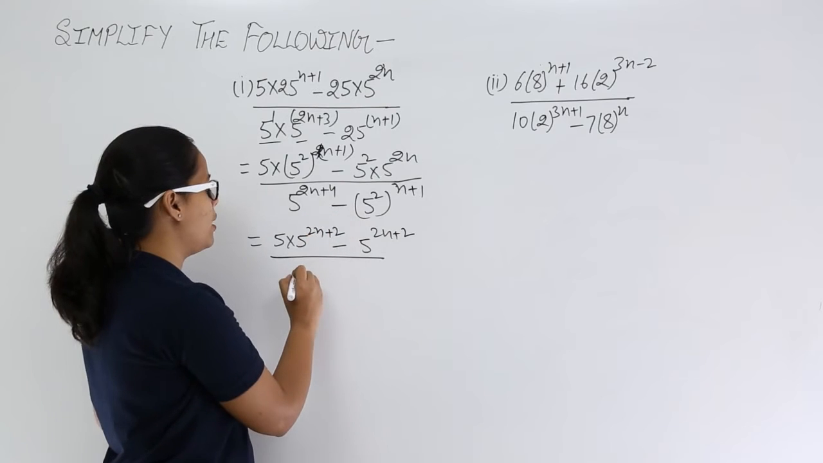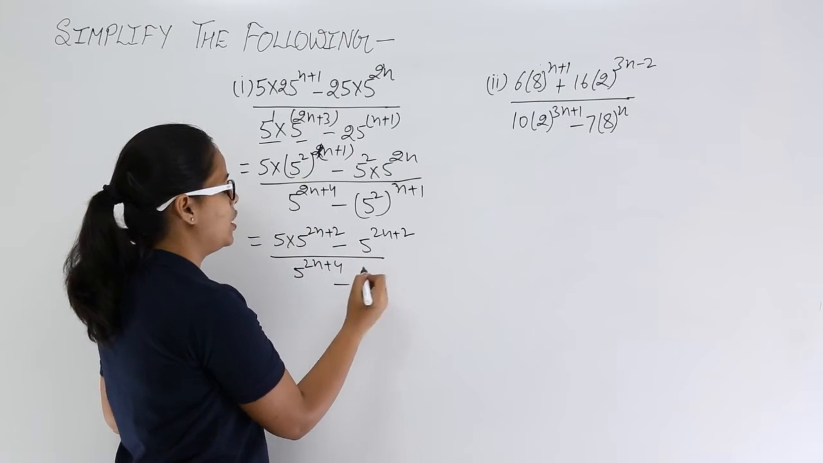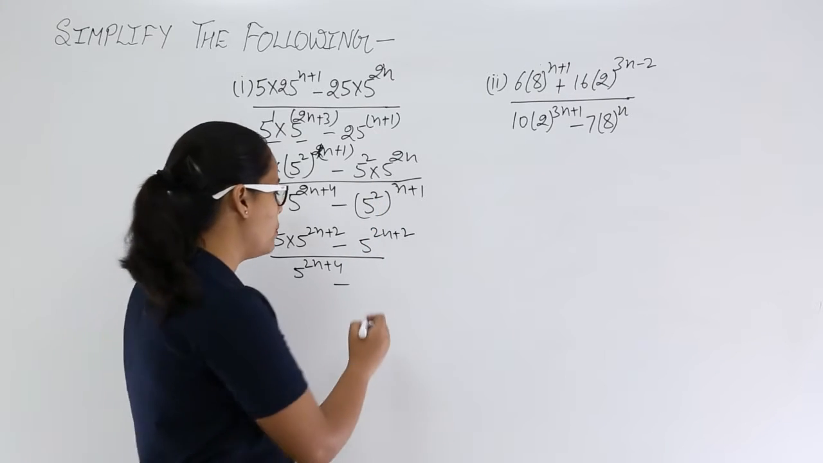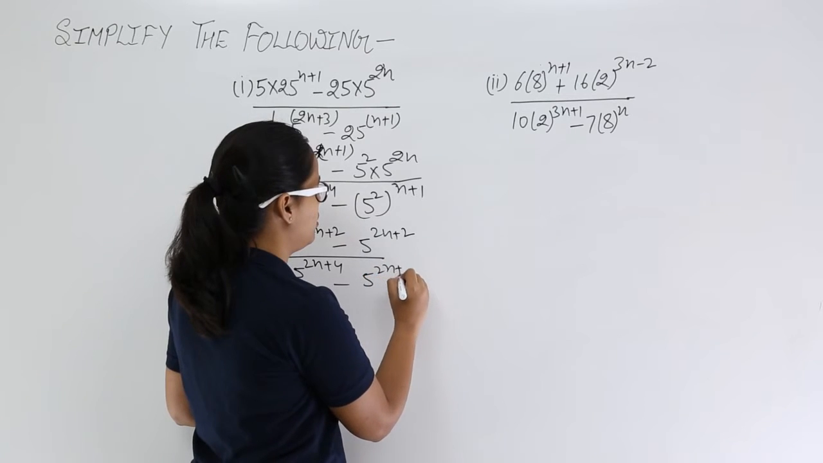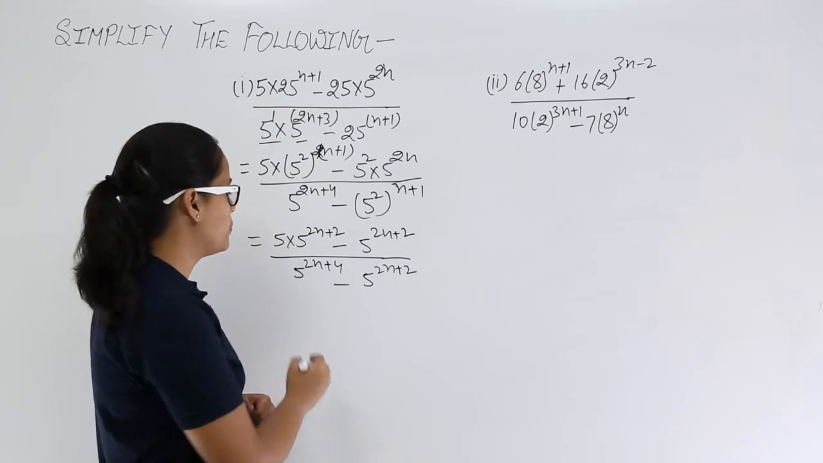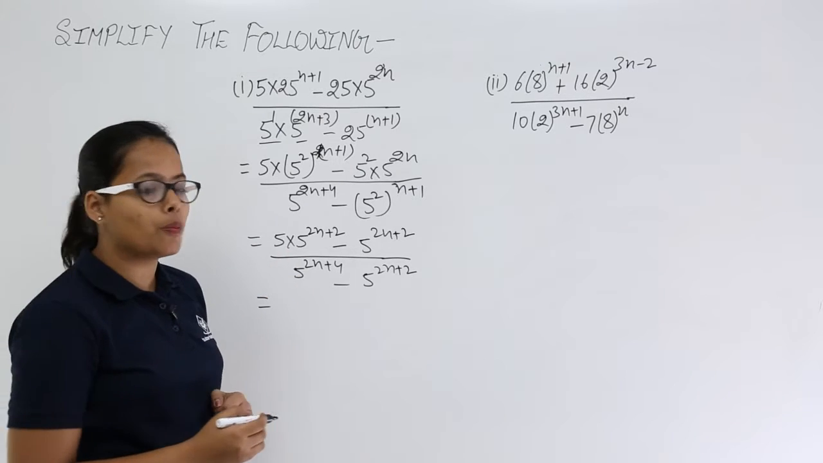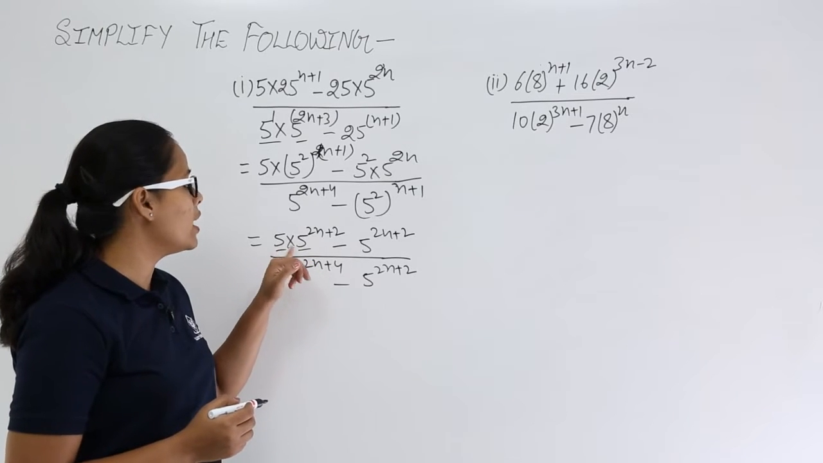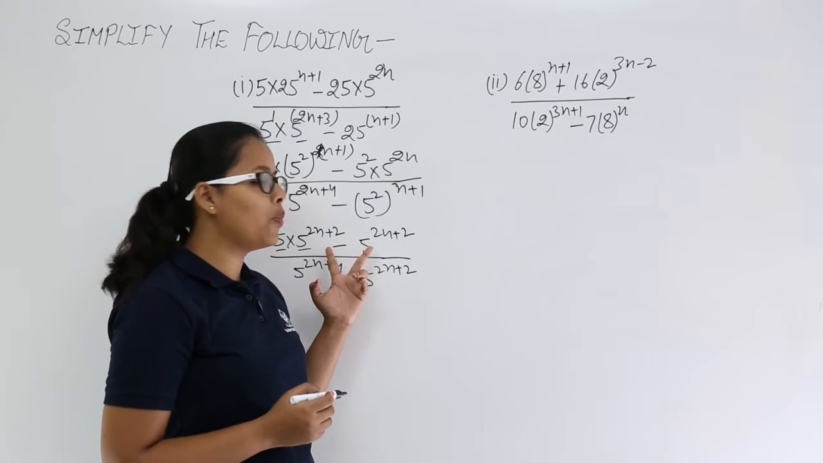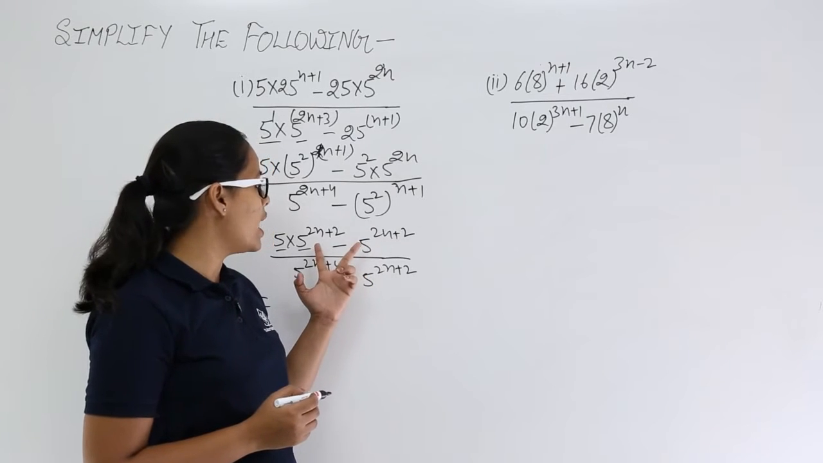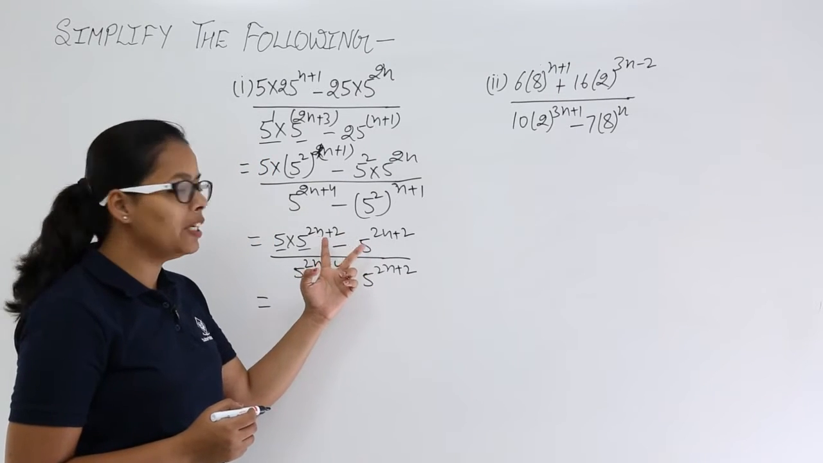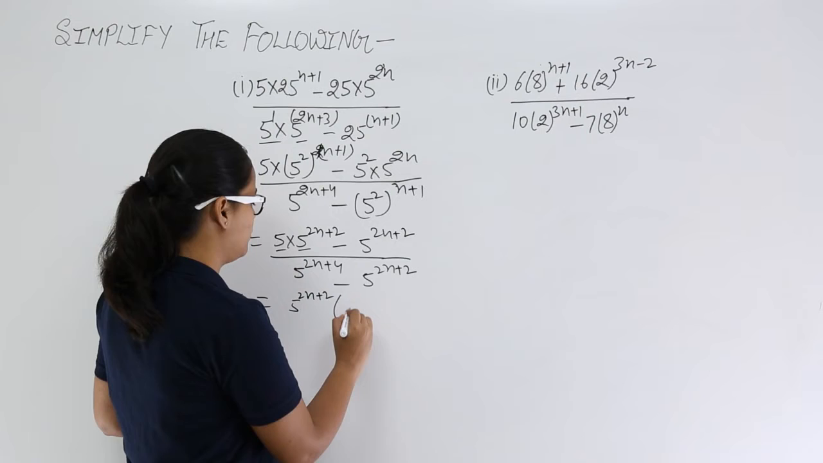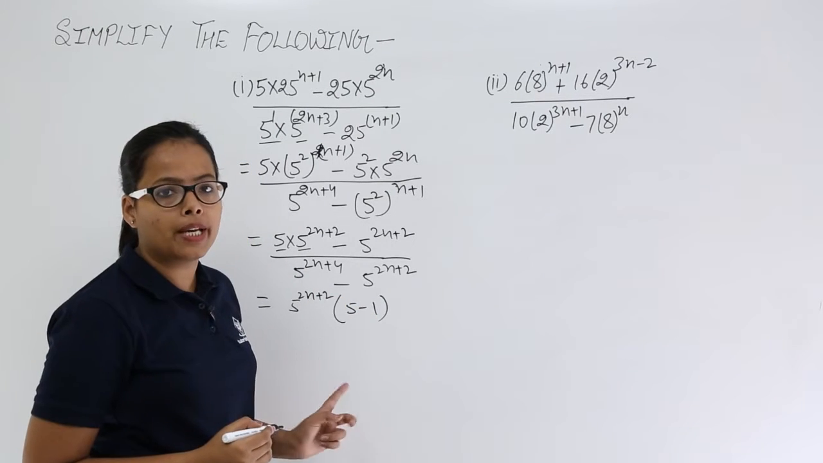Now let's do the same here. This will remain as it is, and this 2 will get multiplied with n plus 1, and after summation you will be getting 2n plus 2. Now again, what can you observe here? The bases are the same, but instead of taking the base common, we'll take these two values. After subtraction you can see that these two values are the same, so we'll take this value common, and in the bracket you will be getting 5 minus 1.